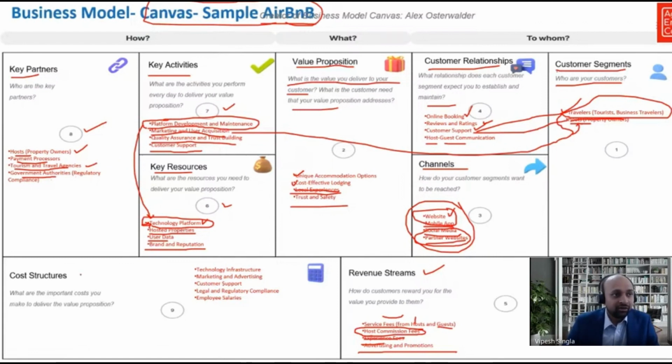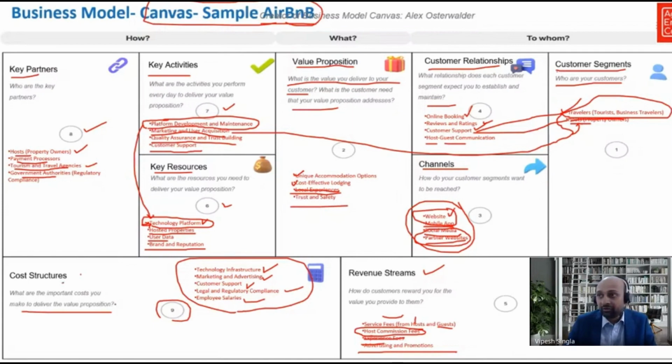The next point, ninth section, is the cost structure. What are the important costs which you incur to deliver your value proposition? In case of Airbnb, they are technology infrastructure, marketing and advertising, customer support, legal and regulatory compliance, and employee salary. So, these are the key costs which Airbnb incurs to deliver their value proposition.